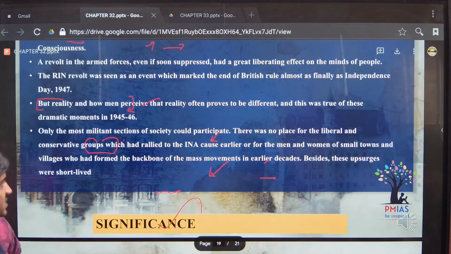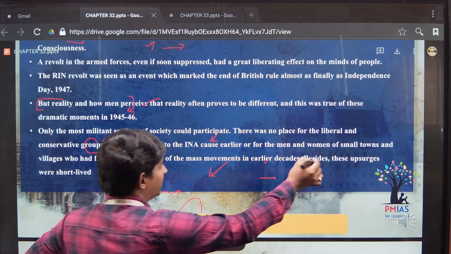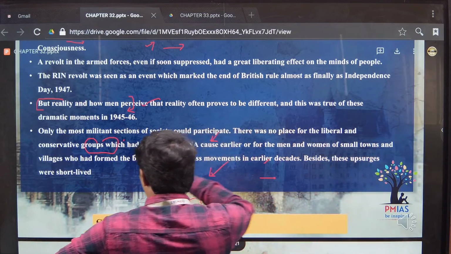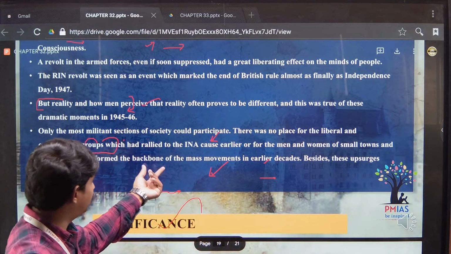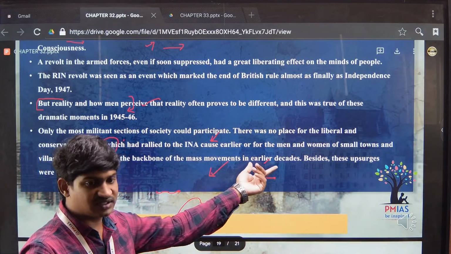And only the most militant sections of the society could participate in this. But here, there was no place for the liberal and conservative groups which had rallied to the INA cause. So what they are saying here is that the Indian National Army and the RIN mutiny created an impact from the men and women of the small towns and the remote villages, the backbone of the mass movement in the earlier decades.